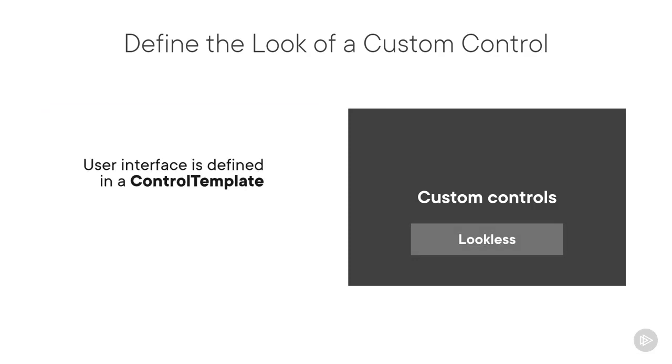Lookless means that the user interface for a custom control is defined in a control template. You can change that control template by setting the template property of the custom control. This means, compared to a user control, a custom control allows you to change the user interface with a control template. You don't have to own the code of the custom control to be able to change the user interface.